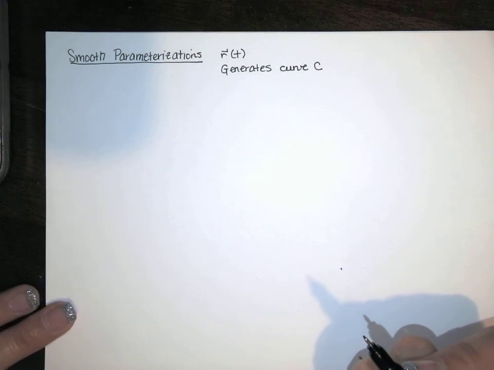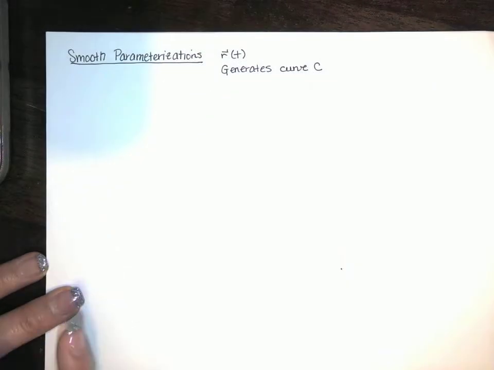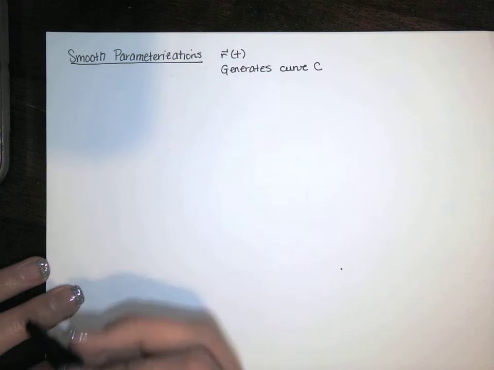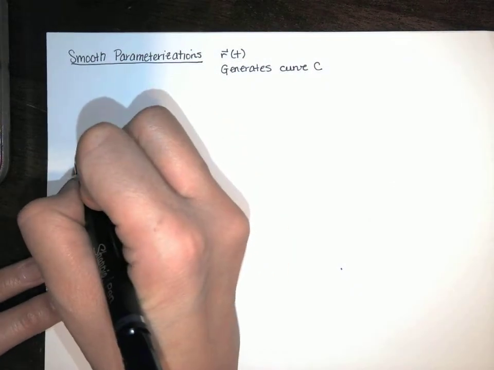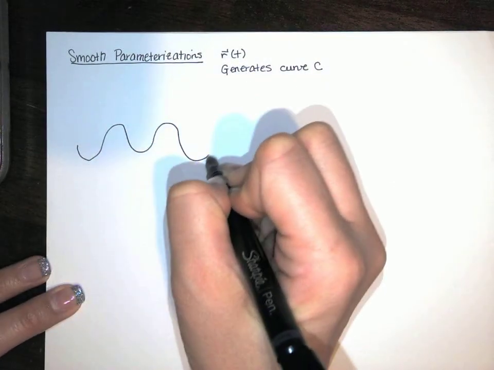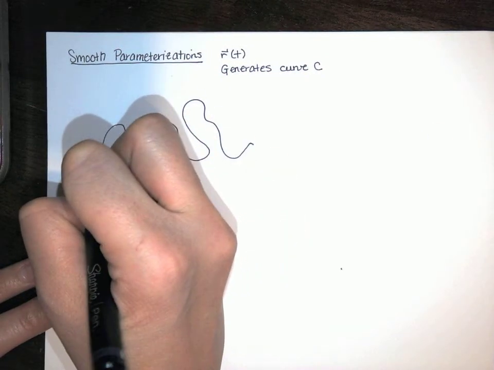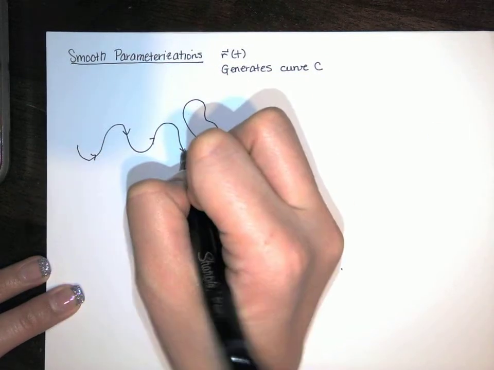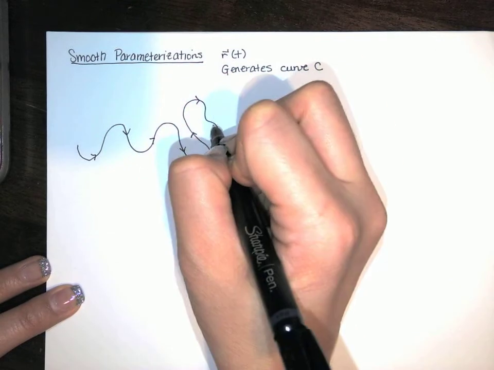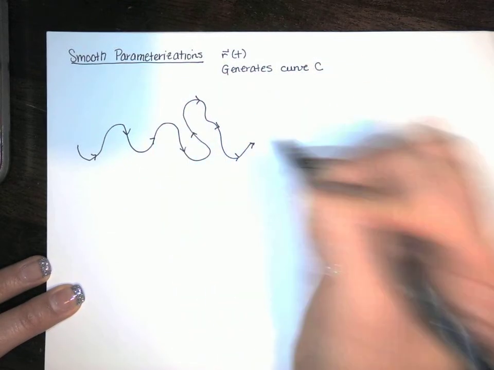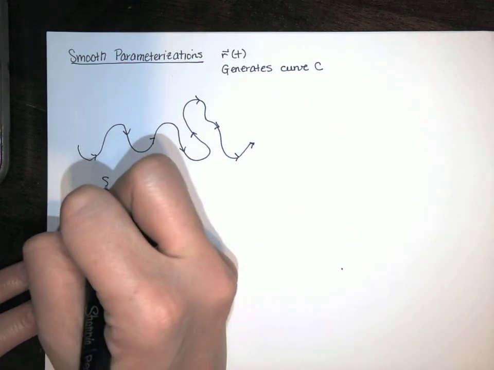But when I look at the curve C, I'm going to say that it's smooth if it looks like this. So as t increases, maybe our curve looks like this. No sharp corners.